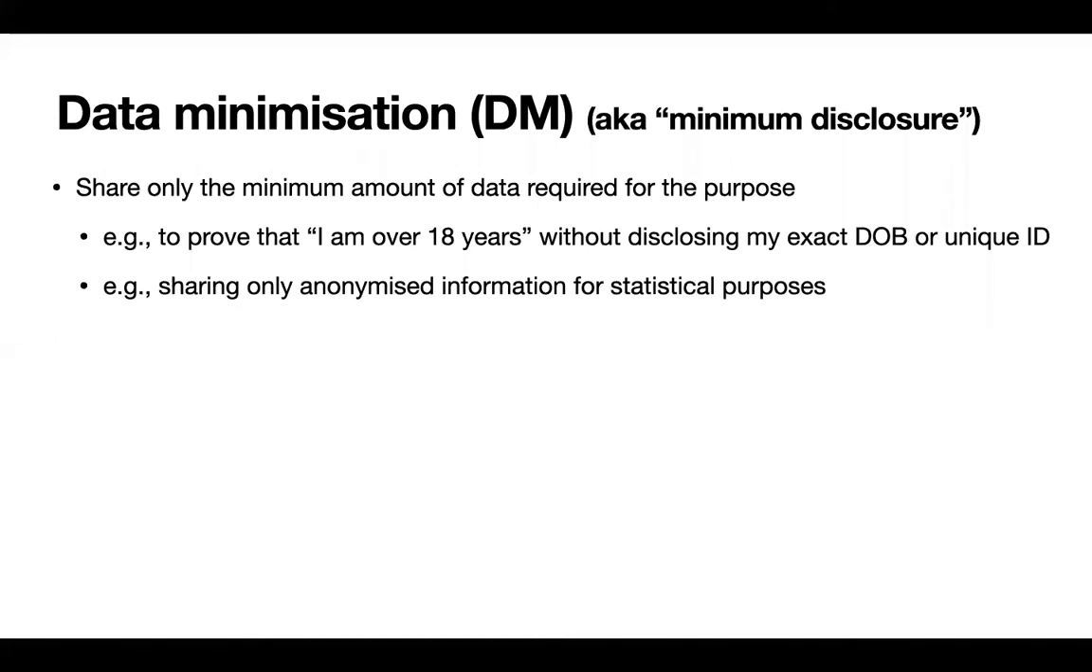So if I want to prove to somebody that I am over 18 years, so I am allowed to drink or drive, I don't need to disclose my exact date of birth or my unique identity, like you need to do with paper-based driving licenses and so on. Similarly, if you're collecting some information for statistical or analytics purposes, then you don't need my personally identifiable information. You are okay if I give you anonymized information. This is the general data minimization principle.